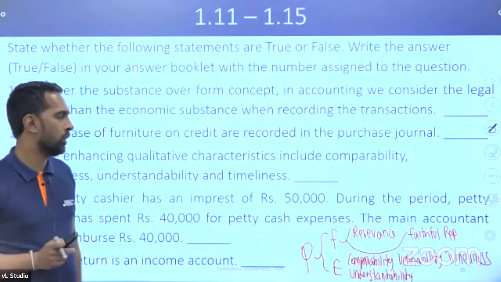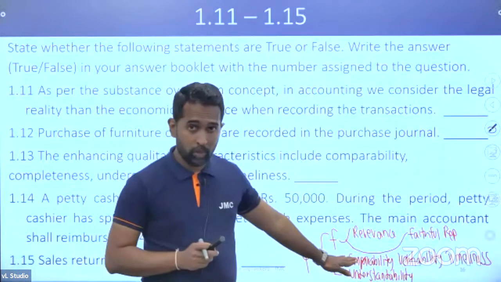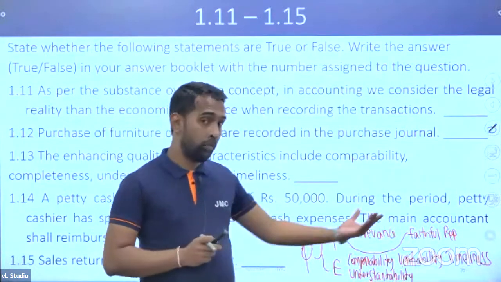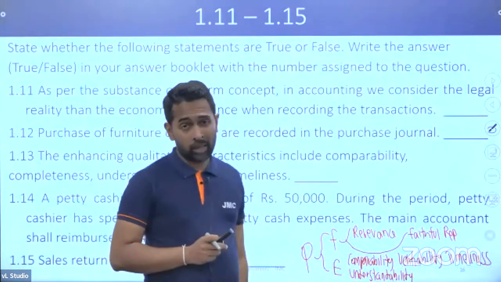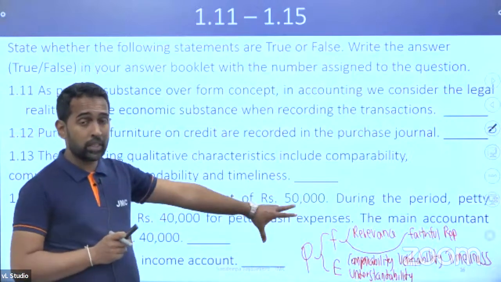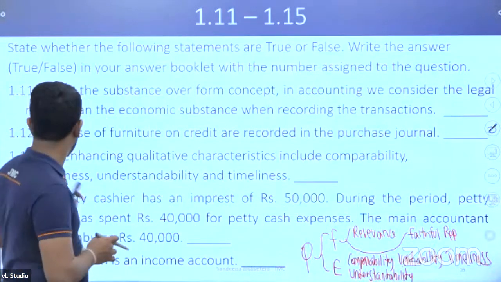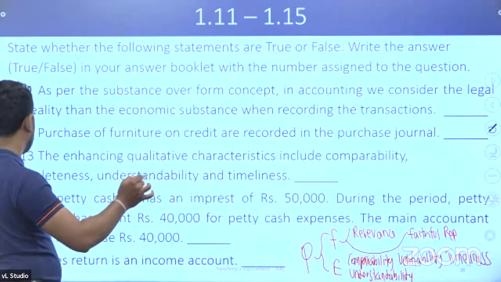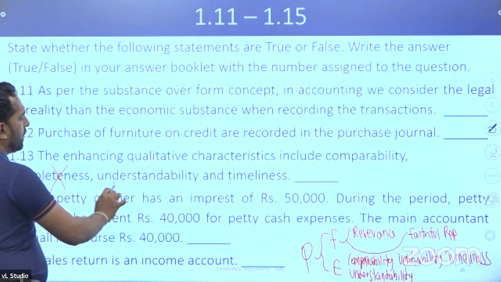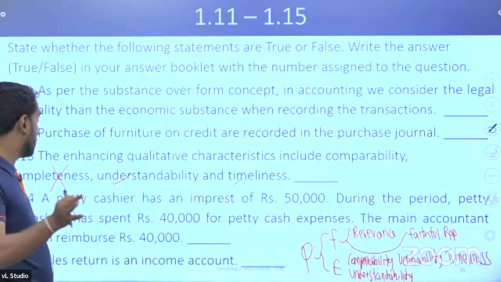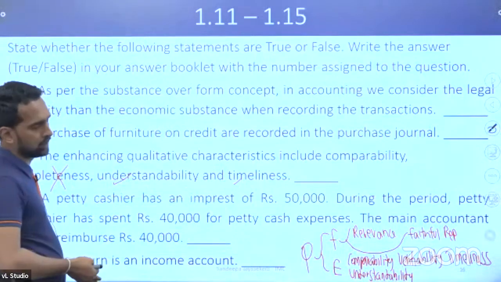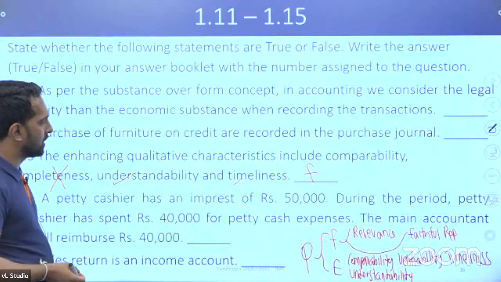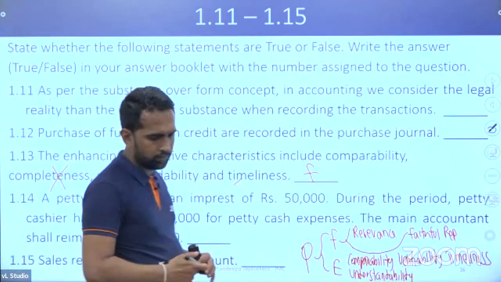There are 4 enhancing qualitative characteristics. Comparability, you should be able to compare. Verifiability, you should be able to verify. Timeliness, information should be available on time. Understandability, it should be understandable. Please remember this can be tested, it is in your syllabus. Right, we look at the third one now. Enhancing qualitative characteristics include comparability, yes. Completeness, no. Understandability, yes. Timeliness. There's no such thing called completeness under enhancing. So the statement is false. The missing item is verifiability.